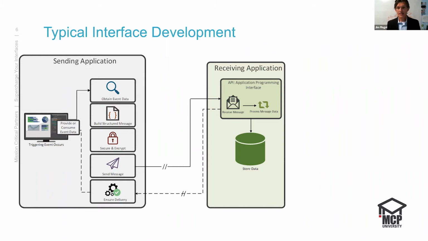Once that's done, the next step is to make sure that the data is going to be protected en route from one system to the other. So security, encryption of the data, how that connection between the systems is going to be secured. Once that's established, now we're ready to send the message.